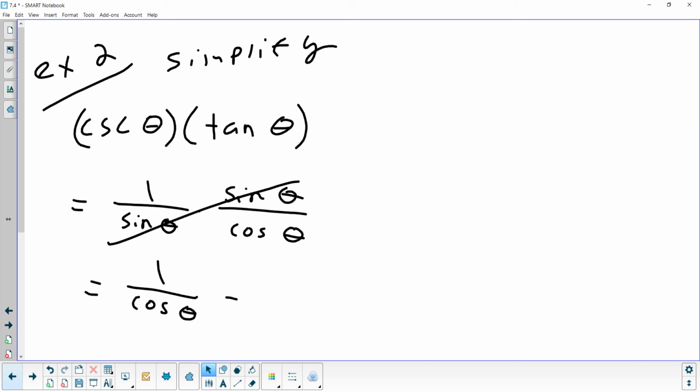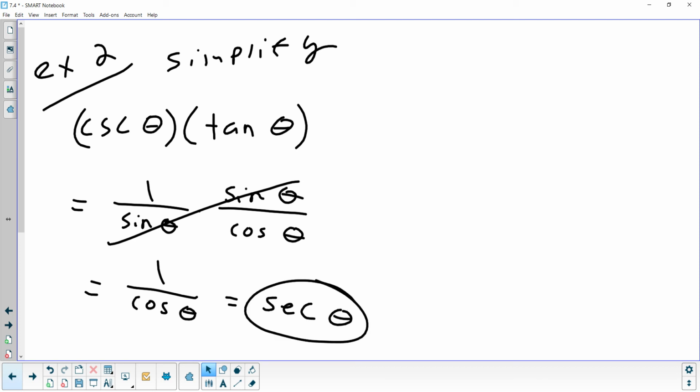And then there's always the question of, well, should I stop there or should I change that? I would argue if you can write something not as a fraction, then that's simpler than having a fraction. So what is 1 over the cosine? We would use this on the graphing calculator all the time. Secant. So if you want to take the cosecant of any angle times the tangent of that same angle, it's exactly the same as just doing the secant. Question on that?